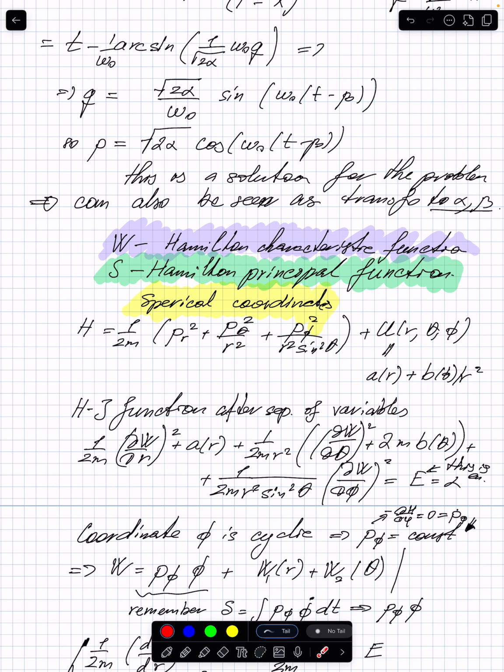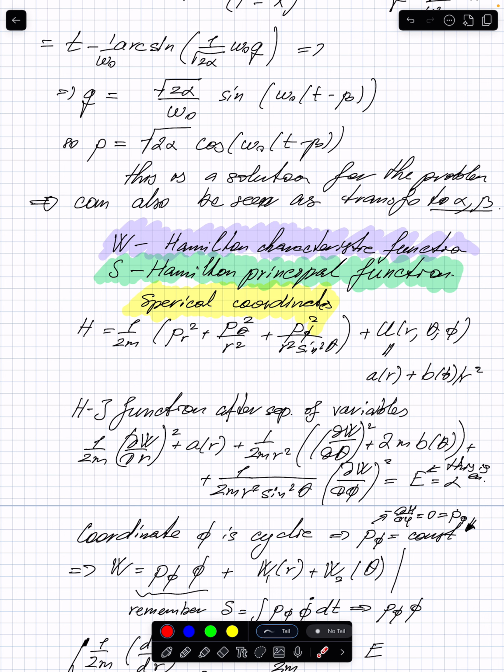All right, so a few things I forgot to mention last time. The first one is that the W that we discussed in the framework of Hamilton-Jacobi formalism is called the Hamilton characteristic function, while the entire thing S is called the Hamilton principal function, but we also know that it's the action itself.